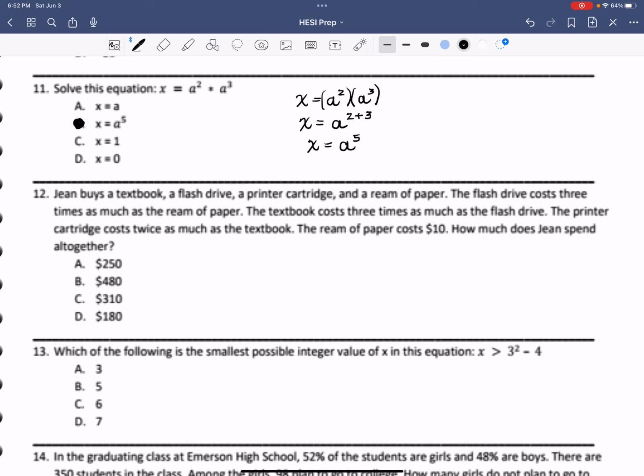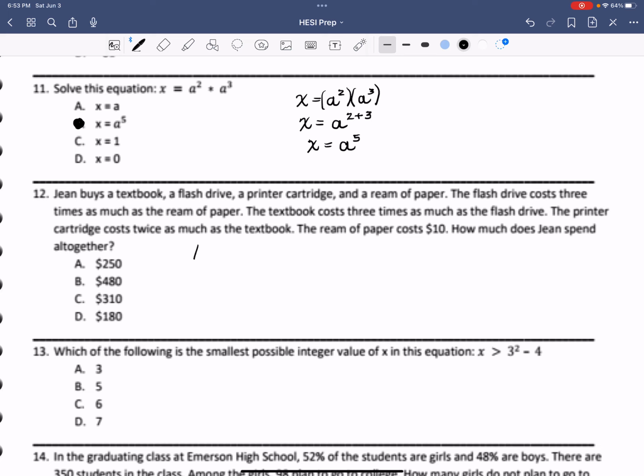Jean buys a textbook, a flash drive, a printer cartridge, and a ream of paper. The flash drive costs 3 times as much as the ream of paper. The textbook costs 3 times as much as the flash drive. The printer cartridge costs twice as much as the textbook. The ream of paper costs $10. How much does Jean spend all together?